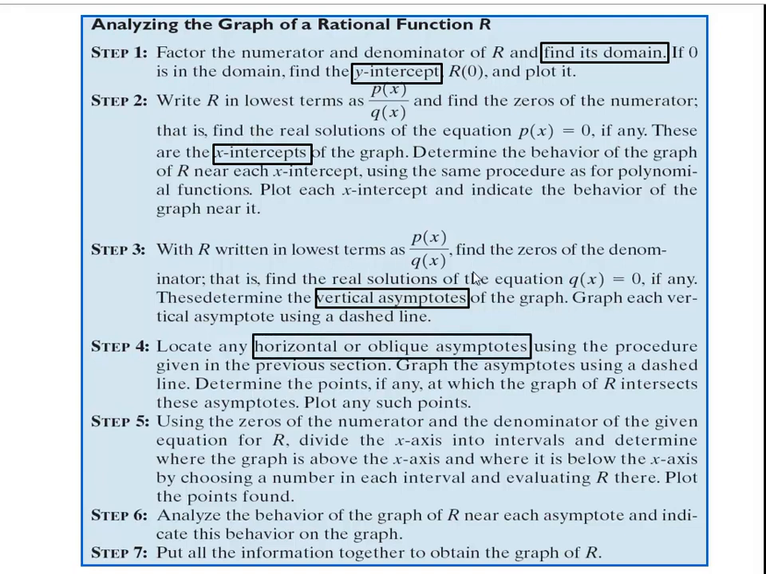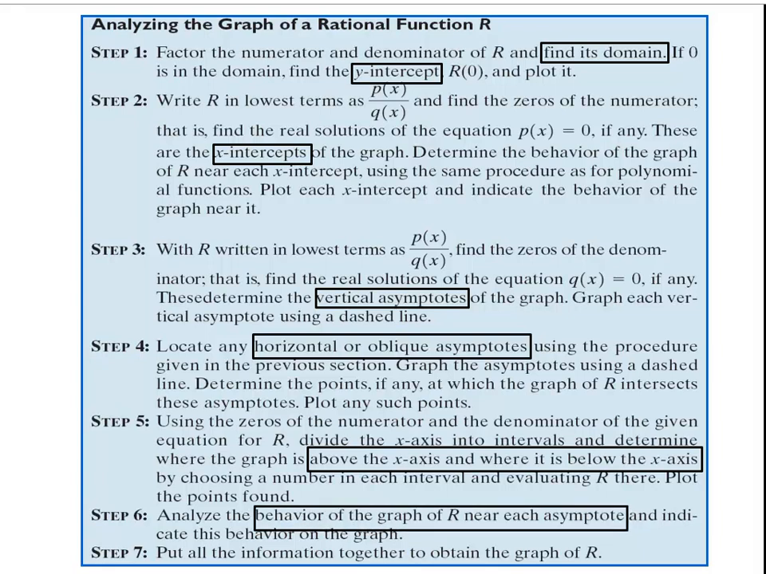And then step 4 would be to find the horizontal or oblique asymptotes. Now remember, we're not going to cover oblique asymptotes, so step 4 for us would be find the horizontal asymptotes, again, based on the rules we talked about in the last section. Now, something new we're going to do here is step 5. So step 5, we're going to basically plot some points around the asymptotes and the intercepts. We're going to find where our graph is above the x-axis and where it's below the x-axis. And we're going to illustrate how to do that in a second, and that's going to help us fill in the shape of the graph.